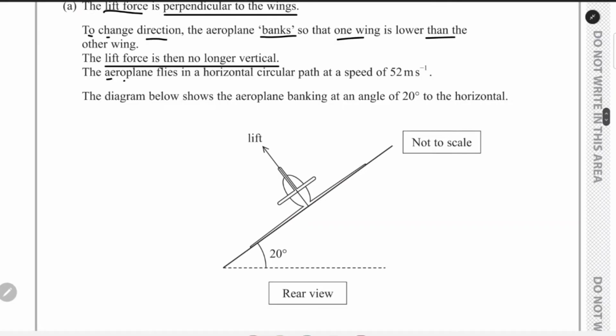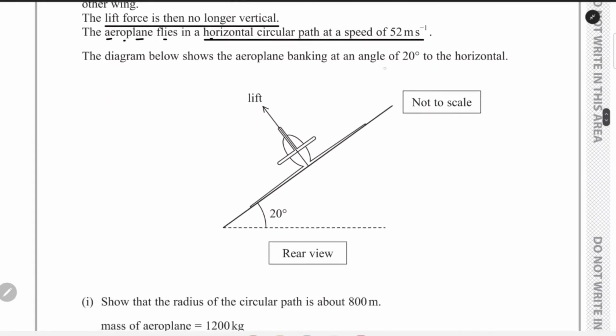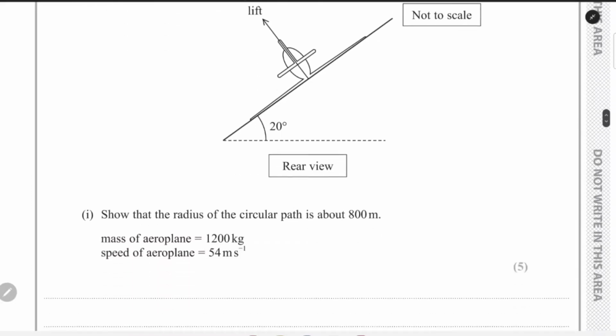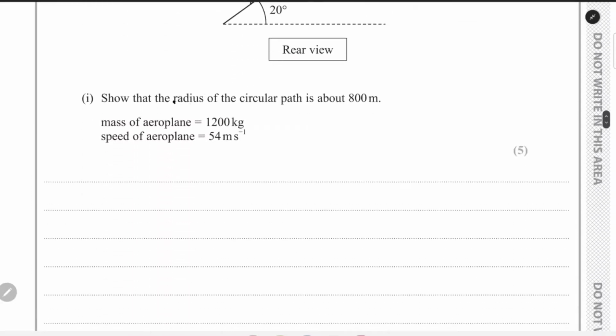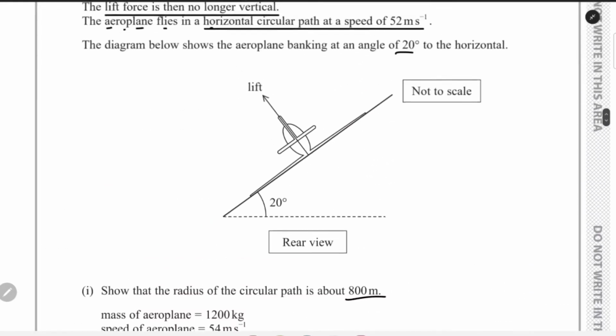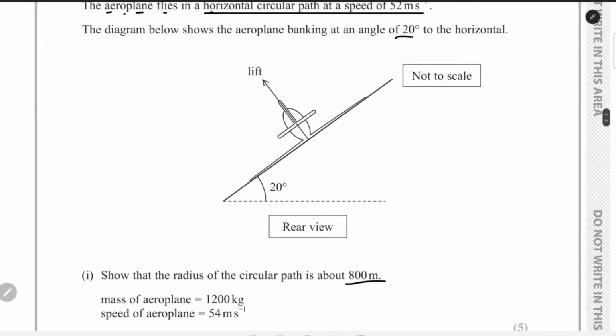Now we are given that the aeroplane flies in a horizontal circular path at a speed of 52 meters per second, and we have a banking angle of 20 degrees. We have to find the radius of the circular path and show that it's about 800 meters. Now the horizontal component of lift, this one over here, will provide the centripetal force. So this will be equal to mv squared by r.